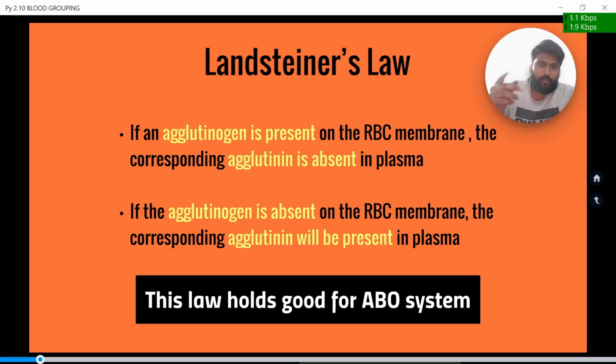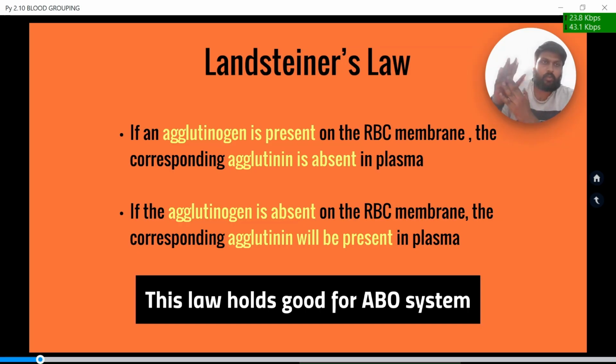And the second law: if an agglutinogen is absent on the RBC, then the corresponding agglutinin will be present in the plasma, which means that if you don't have the A antigen, you will be having the A antibody in the plasma. And if you don't have the B antigen, you will be having the B antibody in the plasma.